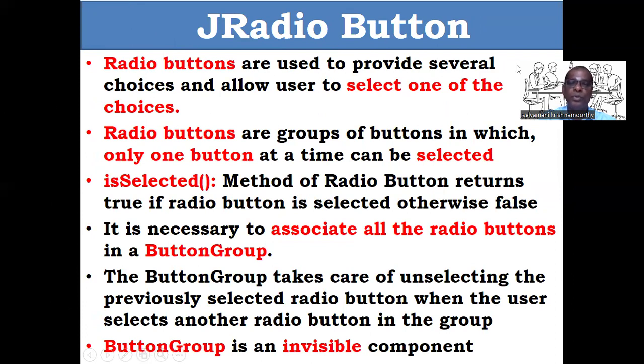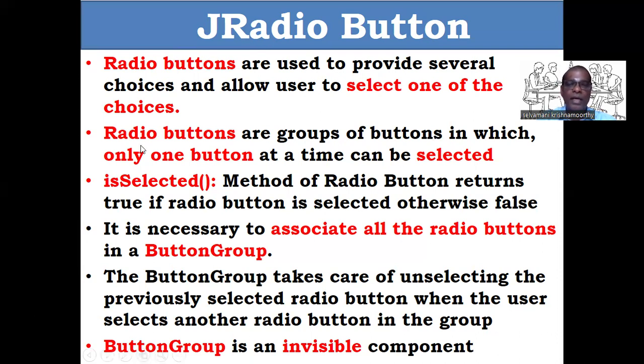Radio buttons are used to provide several choices and allow the user to select one of the choices. For example, for gender status we need to select male or female. Out of these two, the user can select any one. Am I right? In this case, we can go for radio buttons. Radio buttons are a group of buttons in which only one button at a time can be selected. For example, male is one radio button, female is another radio button. If you select male, female will automatically deselect. If you select female, male will automatically deselect.